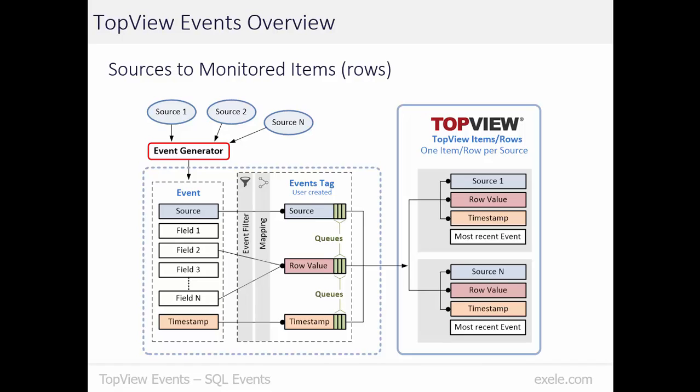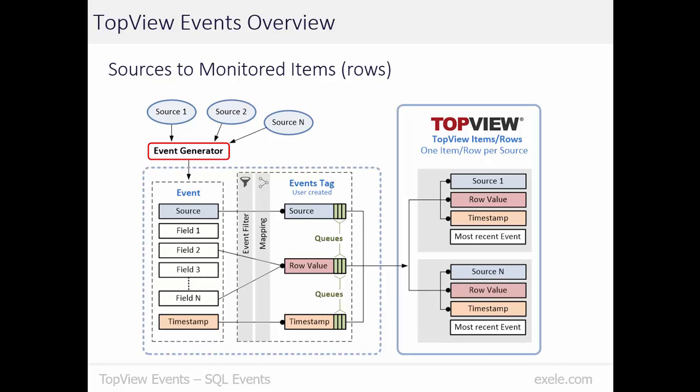To see how these items interact, let's look at an overview of TopView events from event sources to real-time monitoring. On the left, various sources create events which are aggregated in an event generator. For SQL events, the events created by each source are written to a relational database, and the SQL event generator then reads these events from the database and sends them to TopView. The event generator delivers the details of each event to TopView, including a source name, an event time, and a list of event fields that describe other details of the event.